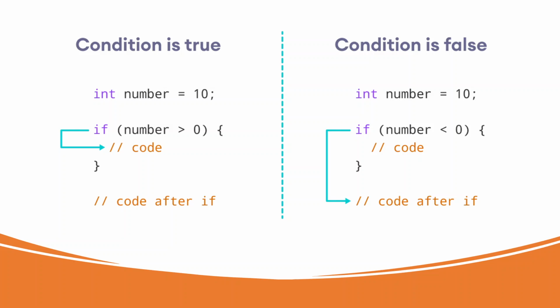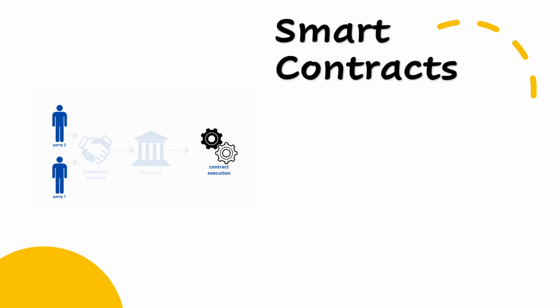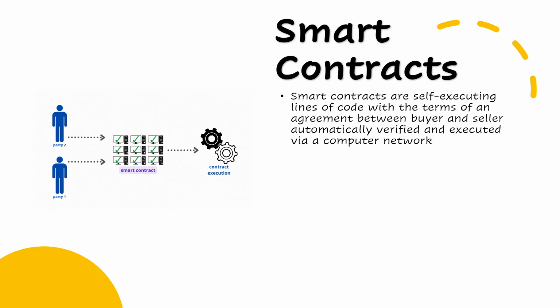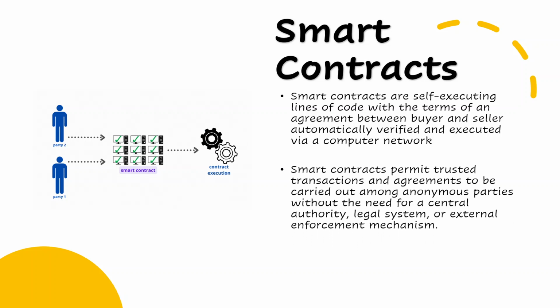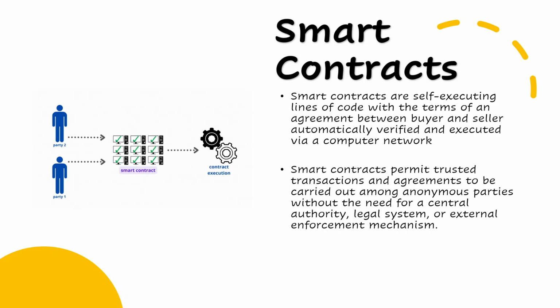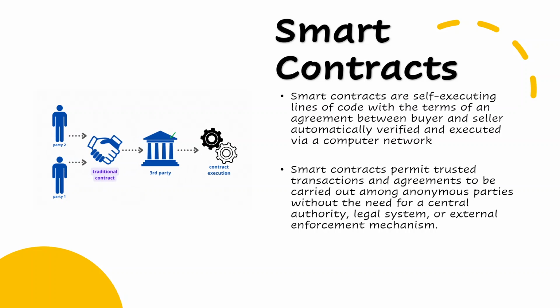So let's see what smart contracts are. Smart contracts are self-executing lines of code with the terms of an agreement between buyer and seller automatically verified and executed via a computer network. Smart contracts permit trusted transactions and agreements to be carried out among anonymous parties without the need for a central authority, legal system, or external enforcement mechanism.